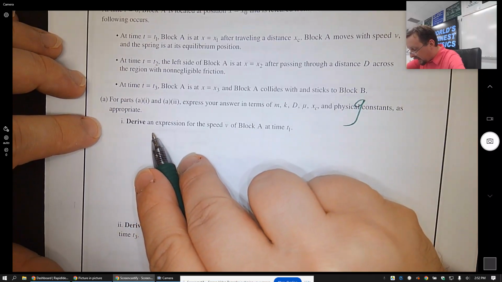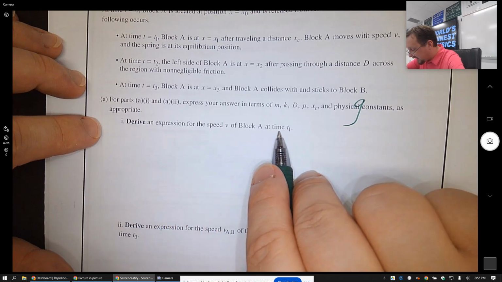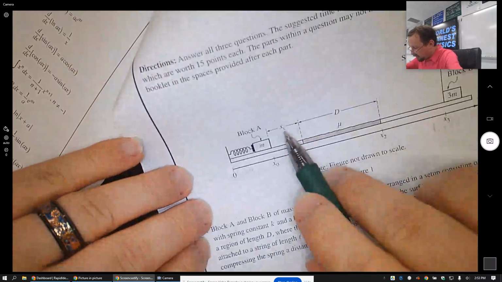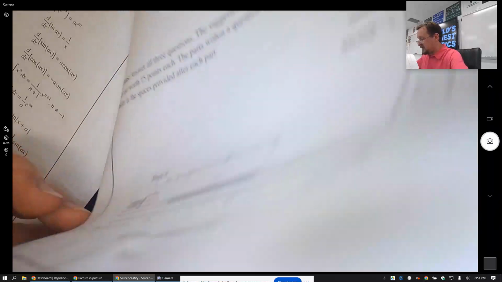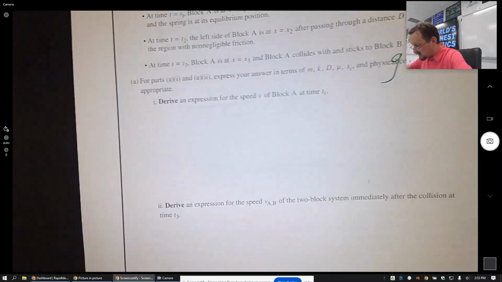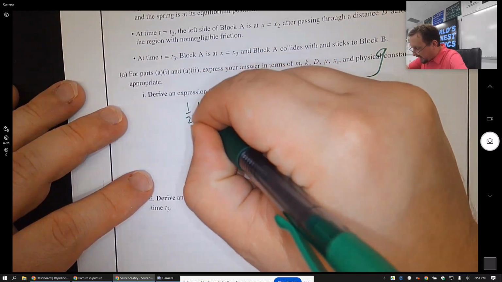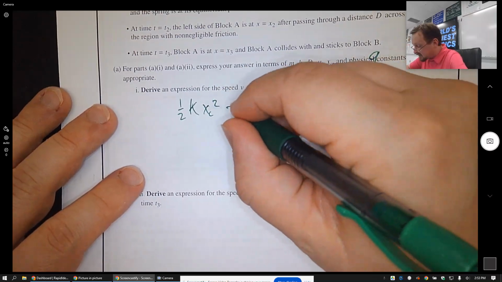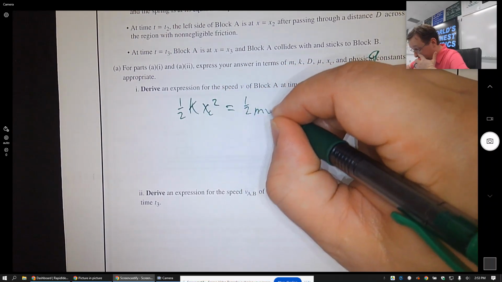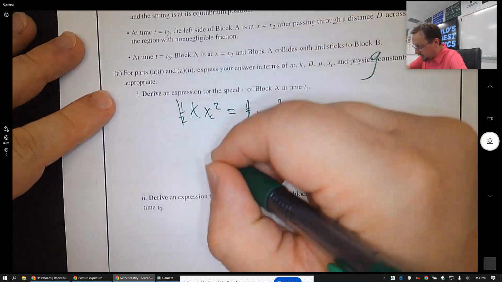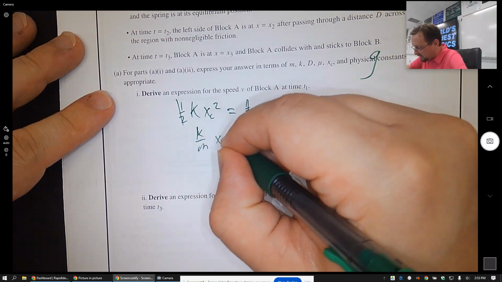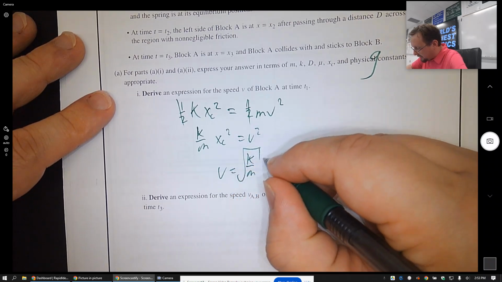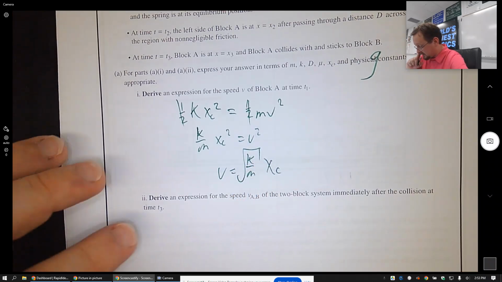Okay. Derive an expression for the speed v of block A at time T1. What is time T1? That is right when we get almost to the frictiony bit right there. So am I just going to say 1/2 K, what am I allowed to use here, XC squared? That's the spring's potential energy, and it becomes 1/2 mv squared. Okay, well, K over M, XC squared equals v squared. v equals radical K over M, XC is outside the radical because you take the square root of both sides.